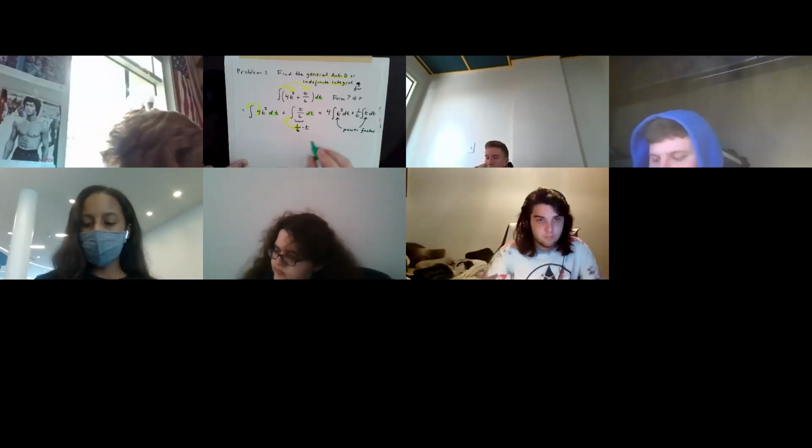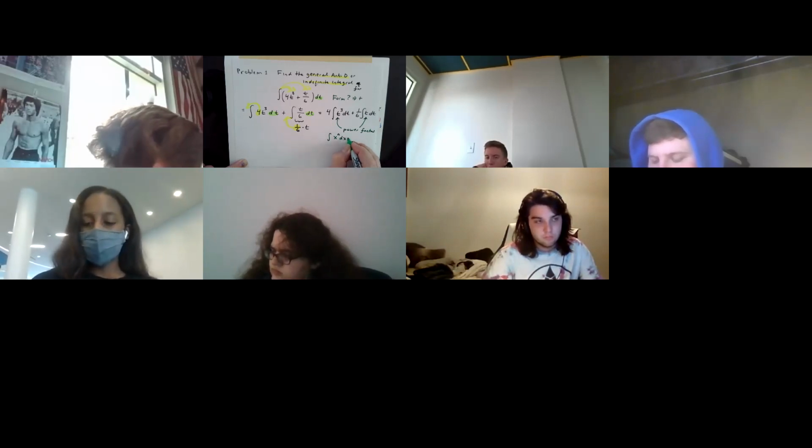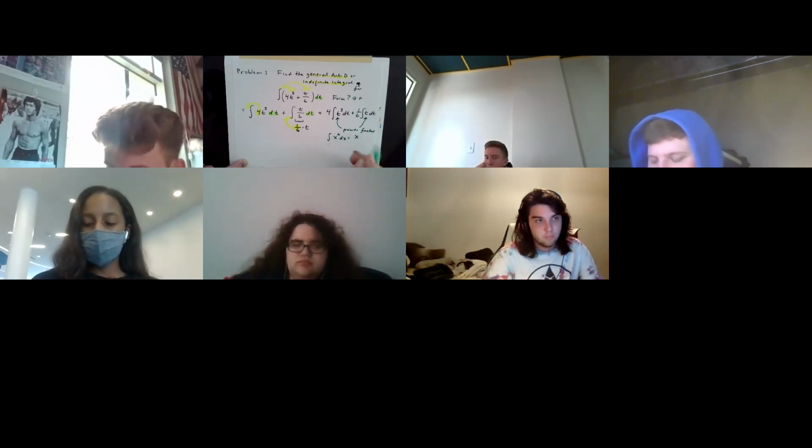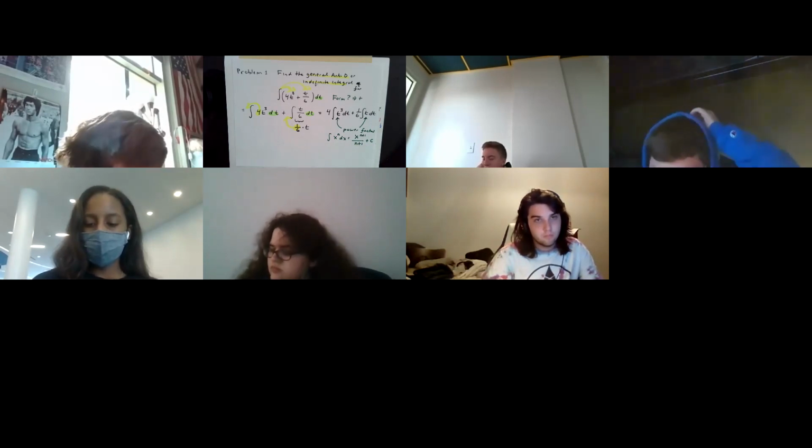And we remember the rule for integrating power functions. It says if I integrate x to the n, I'm going to basically increase the exponent by 1, divide by that same number, and add c. So this is our integration formula for power functions.